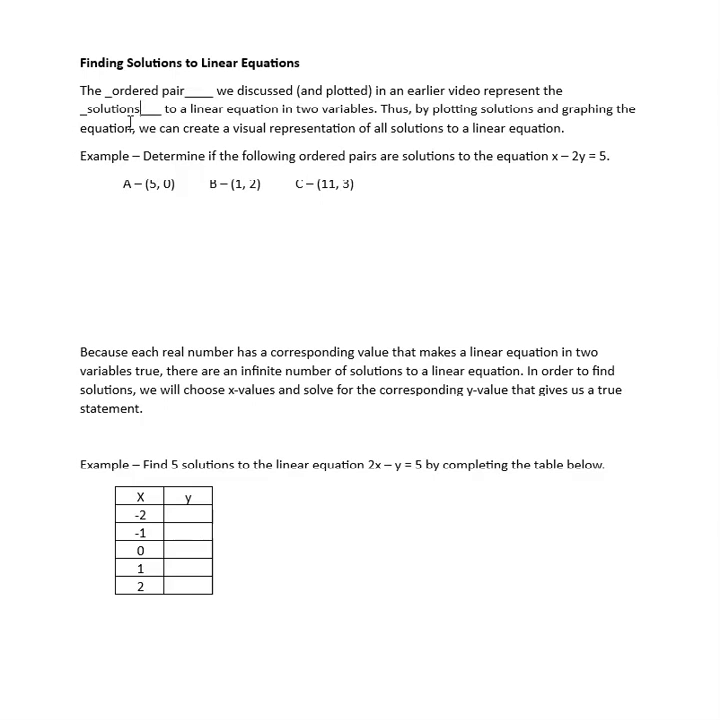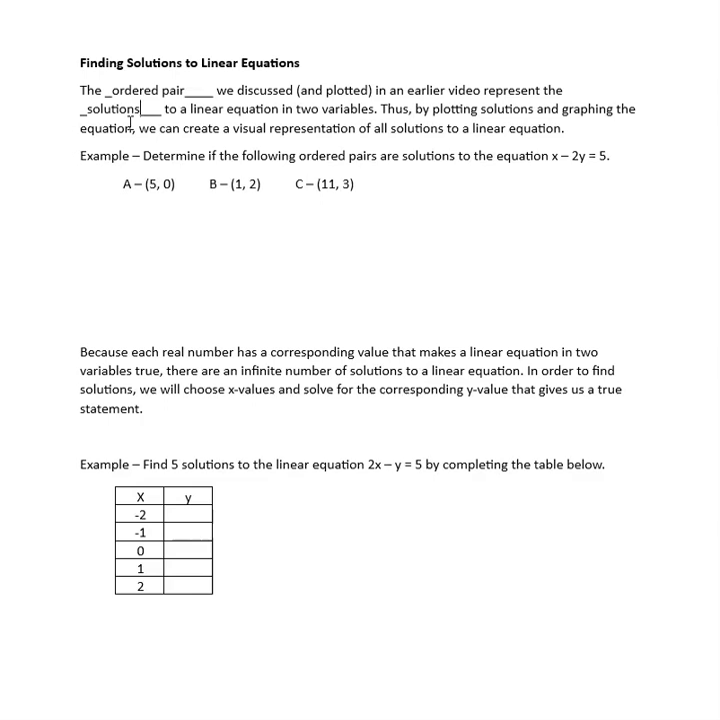But before we get into finding solutions on our own, the first thing we want to do is determine how to decide if an ordered pair is an actual solution to an equation. So in our first example, we want to look at (5, 0), (1, 2), and (11, 3), and determine if they are in fact solutions to the equation x minus 2y equals 5.